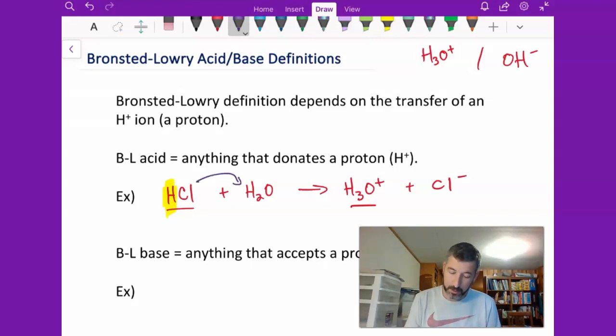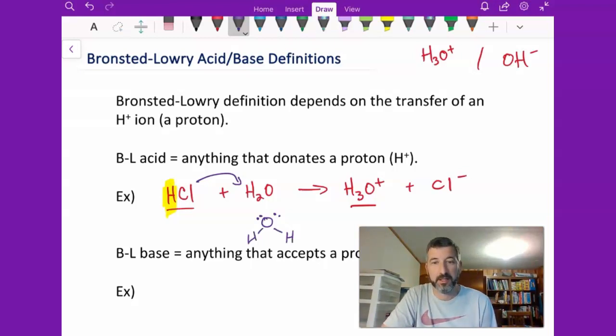So if you think about water, water has a couple of lone pairs on it if we think about Lewis structures. And those lone pairs are very attractive to those positive H plus ions. And so what's happening is this little H right here is attaching itself and forming a bond with one of these lone pairs, and that's what's creating our hydronium. So Bronsted and Lowry said an acid is anything that donates a proton, an H plus ion.